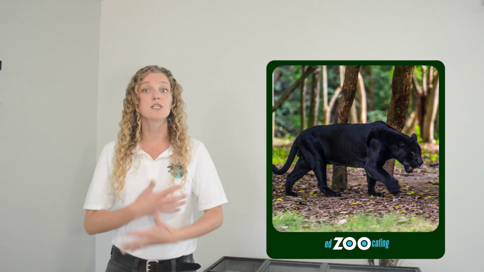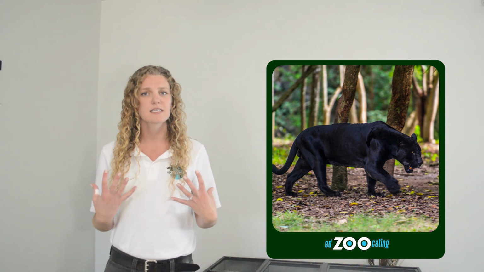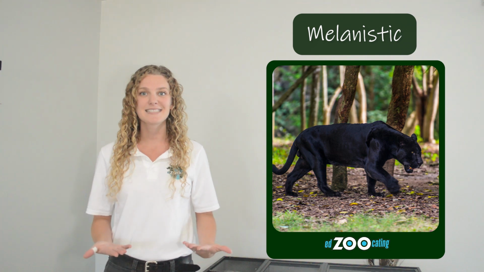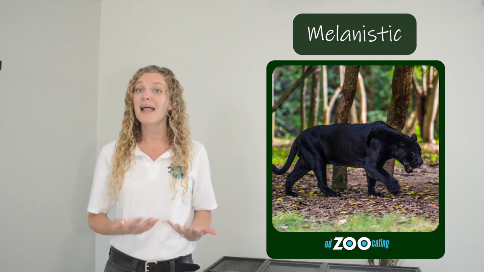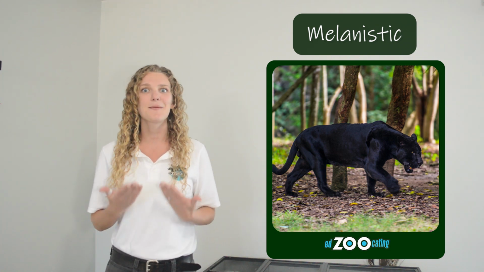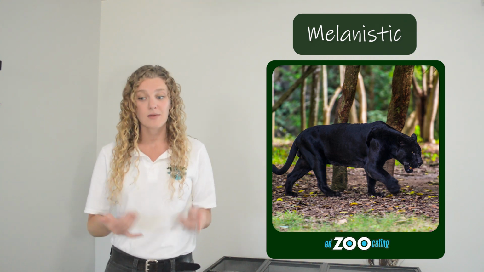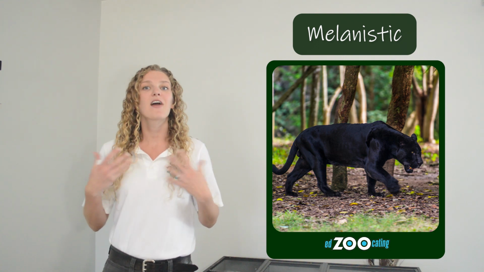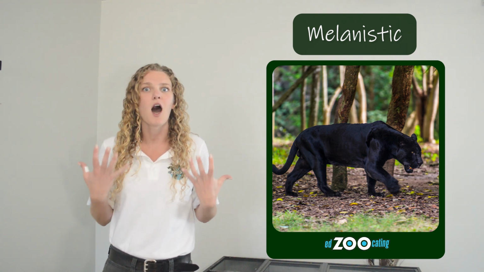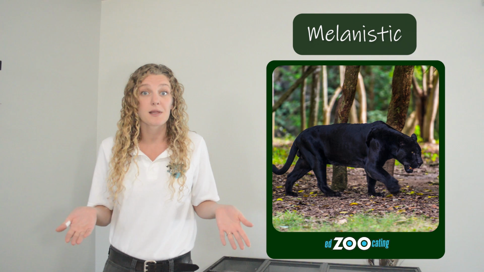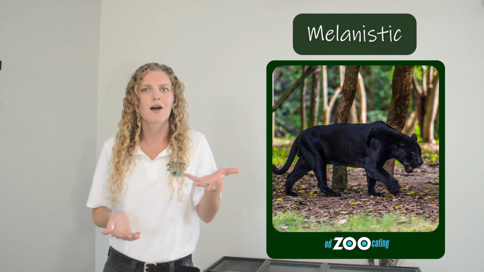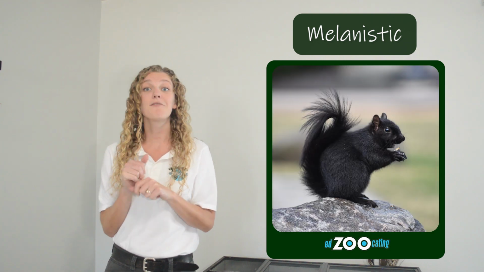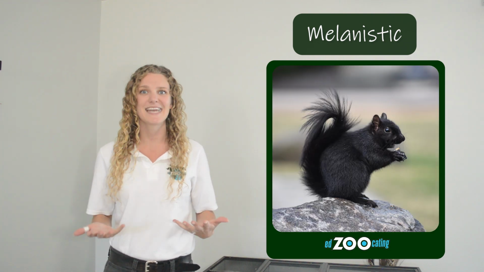If an animal produces so much melanin in their fur or skin that they appear completely black, we call them melanistic. My favorite example of a melanistic animal is a black panther. A black panther is just a jaguar or a leopard that has a mutation in their DNA that causes them to produce a ton of melanin. So they appear completely black instead of having that orange color that we're used to seeing. Foxes and squirrels have also been documented being melanistic.